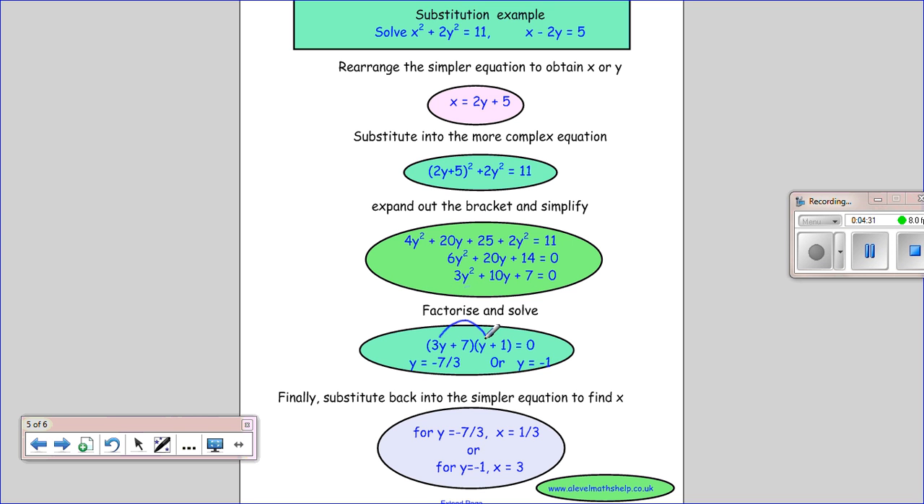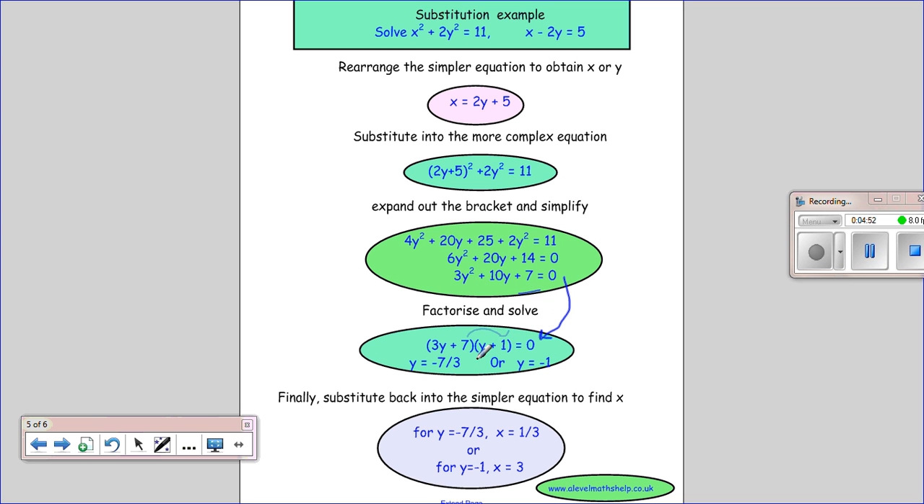So you get the 3y squared, which you want, and 3y times 1 gives me 3y, and 7 times y gives me 7y, and 3y plus 7y gives you the 10y, and then 7 times 1 gives you the 7. So these two things are equal. And then we want to solve them.